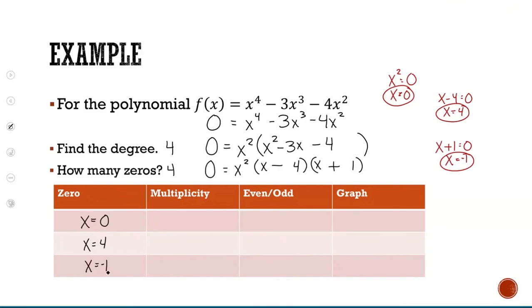Okay. All right, so let's put the multiplicity in. Okay, so I am looking right here. All right, so what's the multiplicity on the 0? 2. 2. Okay, it's coming from right here, right? Okay, 2 is even, so the graph should touch.